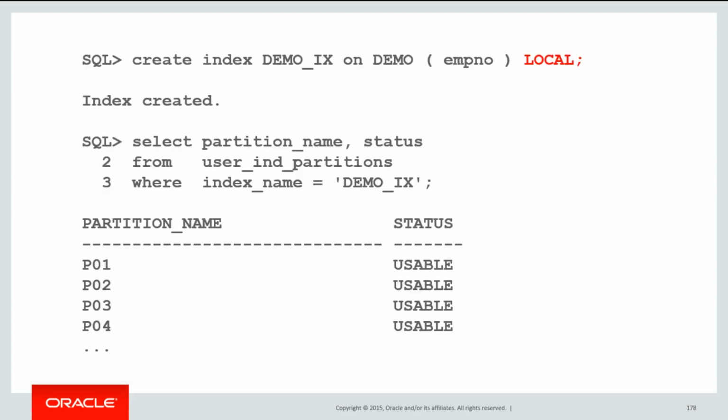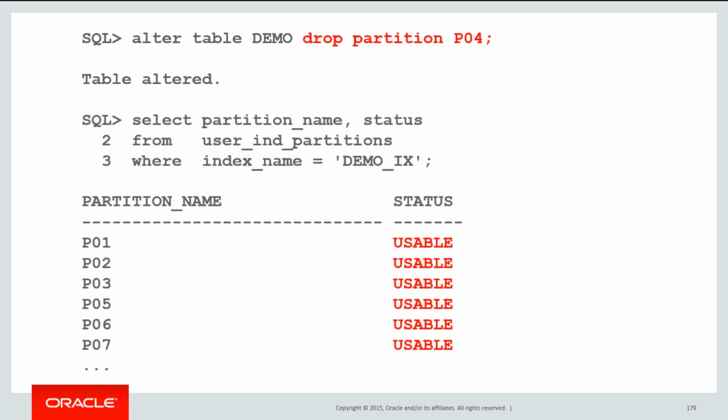Here's that same example using our demo table. This time I've created the empno index as local. You can see each of the partitions is marked as usable. When I drop partition 4, there are no partitions marked as unusable. You can see the partition 4 for the index has disappeared. We have partitions 1, 2, 3, and then on to 5.